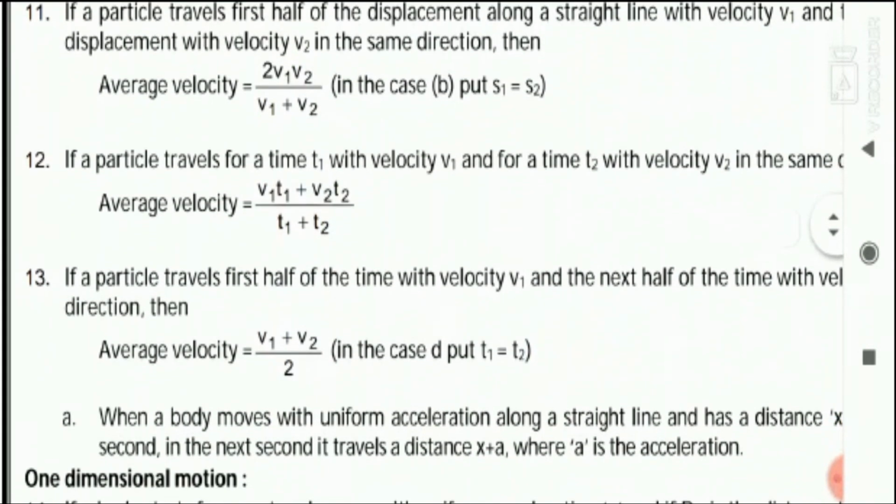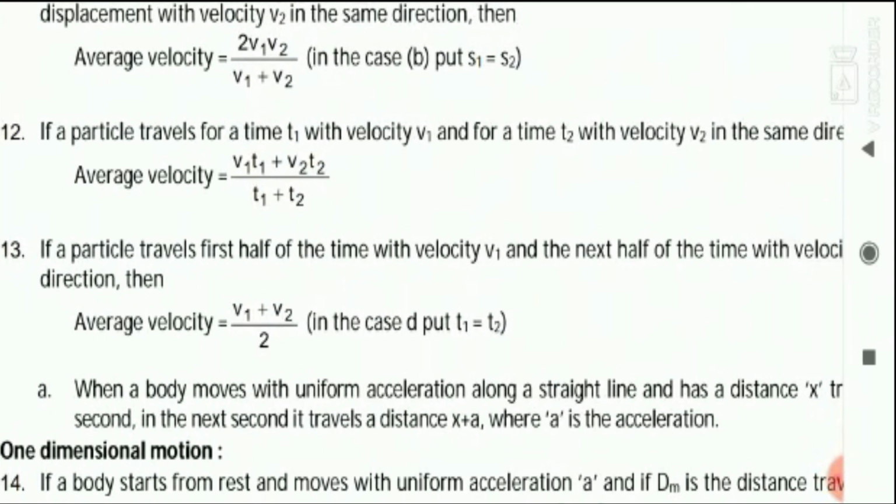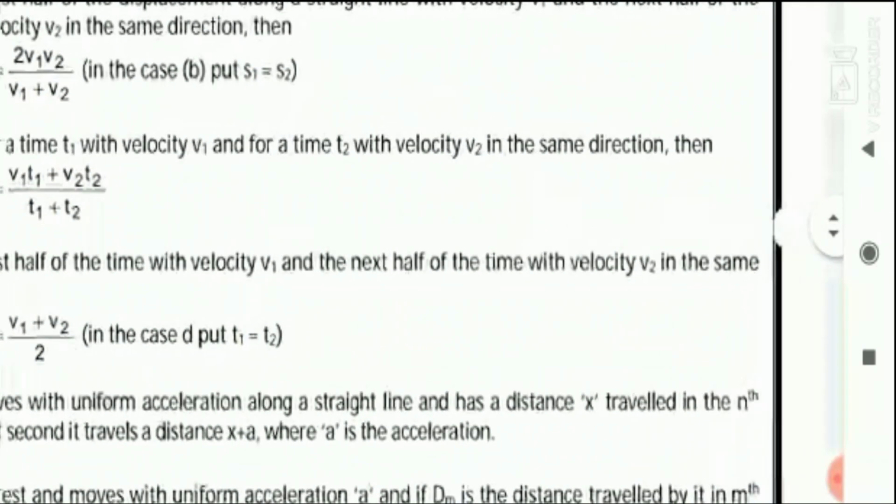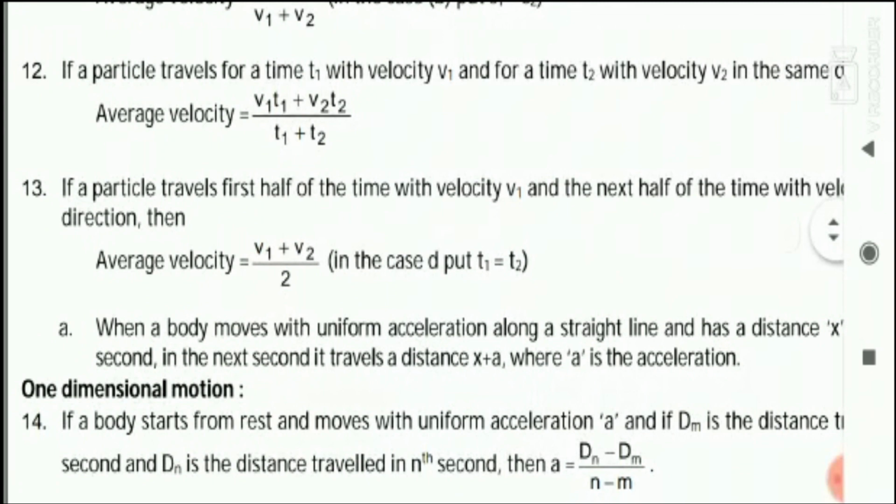Very simple. So similarly, if a particle travels for a time t1 with velocity v1, for a time t2 with velocity v2 in the same direction, then average velocity is equal to v1 t1 plus v2 t2 by t1 plus t2. Here v1 value will be given, t1 value will be given, v2 t2 will be given. Just your work is substitution.